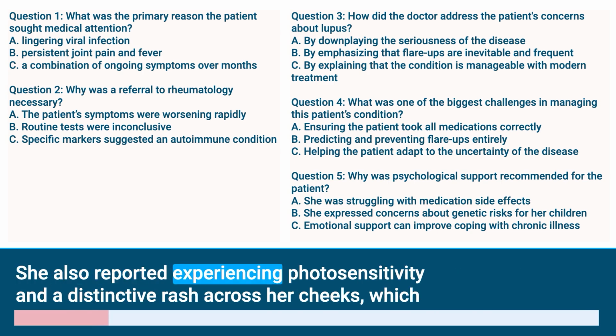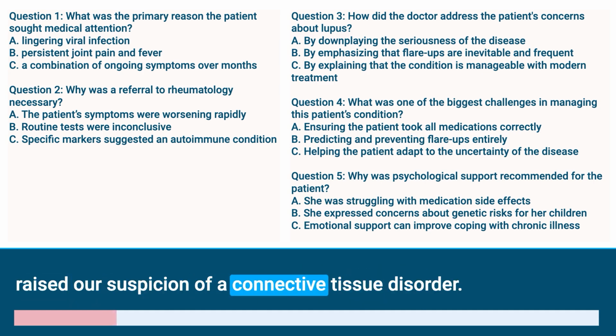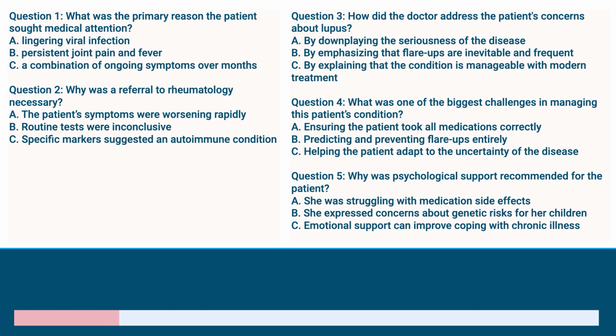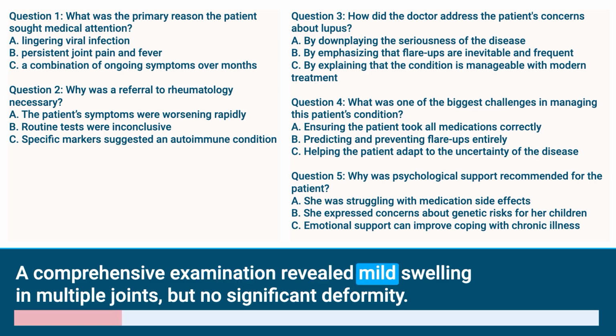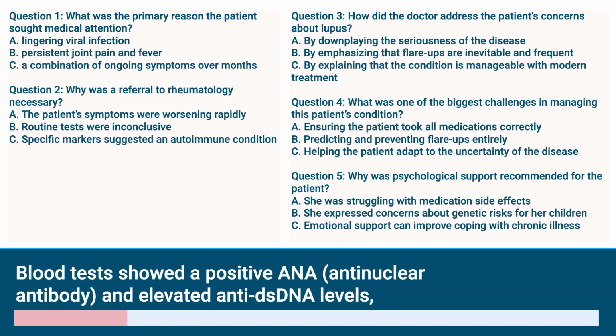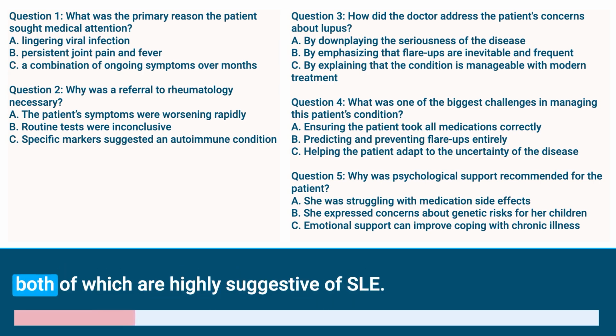She also reported experiencing photosensitivity and a distinctive rash across her cheeks, which raised our suspicion of a connective tissue disorder. Comprehensive examination revealed mild swelling in multiple joints, but no significant deformity. Blood tests showed a positive ANA anti-nuclear antibody and elevated anti-dsDNA levels, both of which are highly suggestive of SLE.